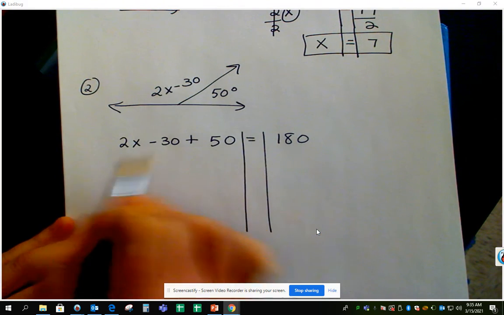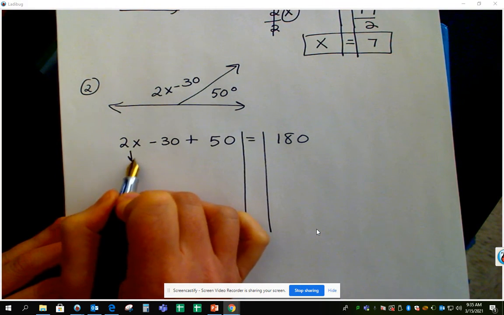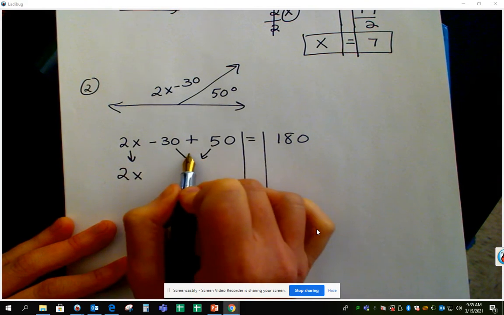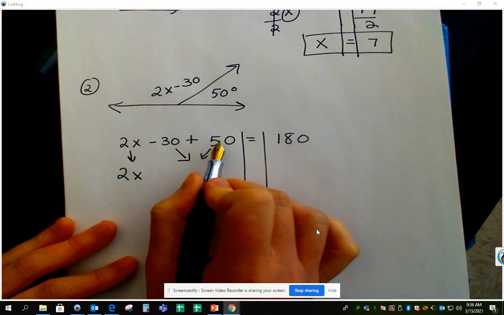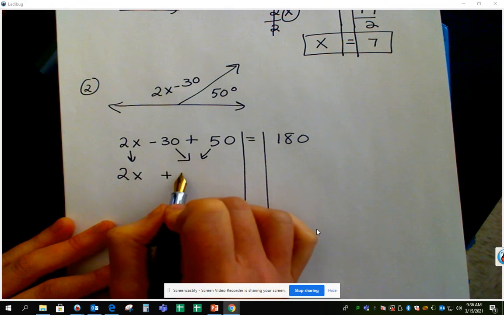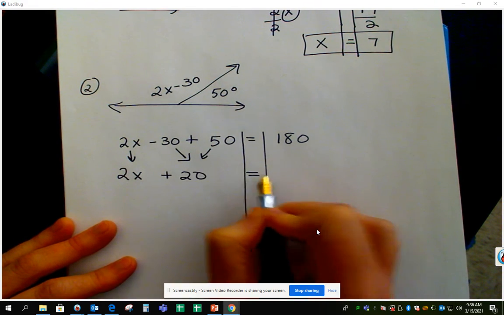On this side, I can bring down my 2x. There's no other x terms. But these two can combine, they're like terms. So negative 30 and positive 50 would make positive 20 equals 180.